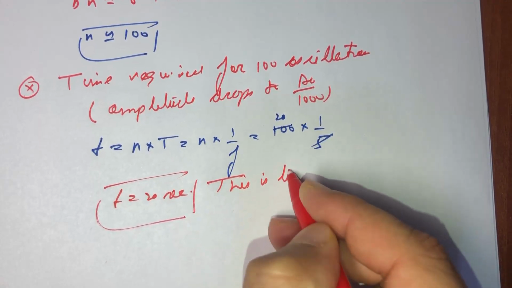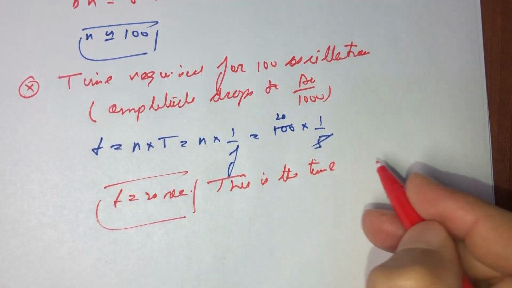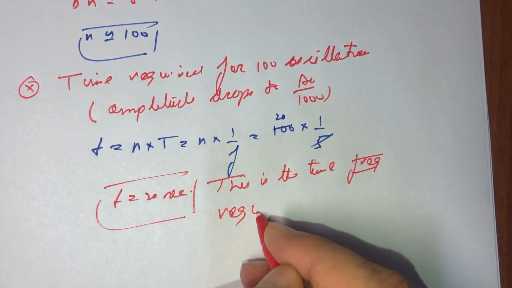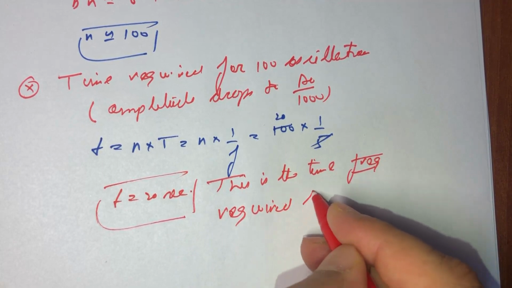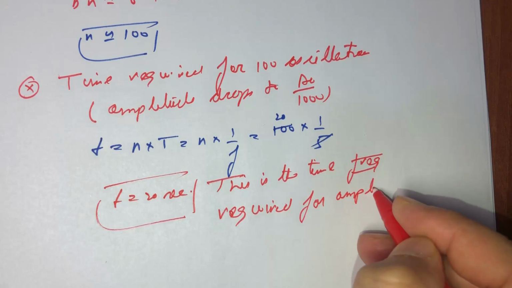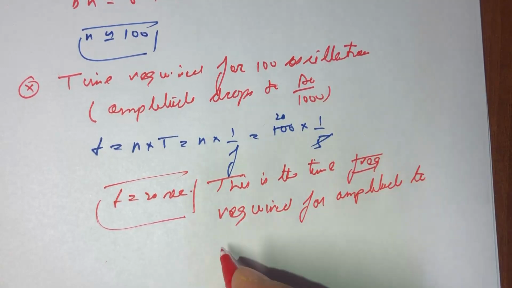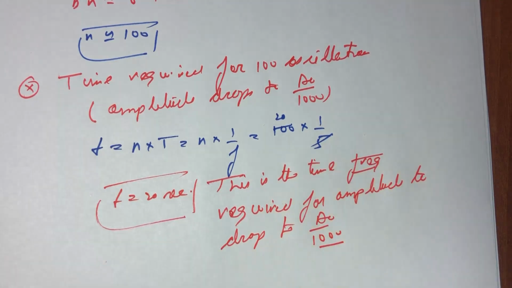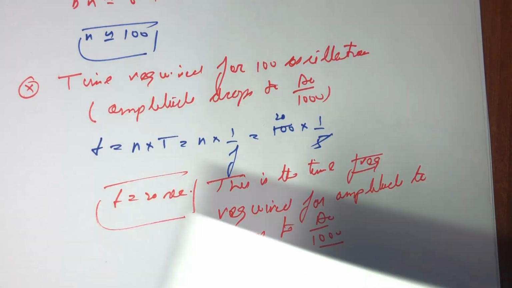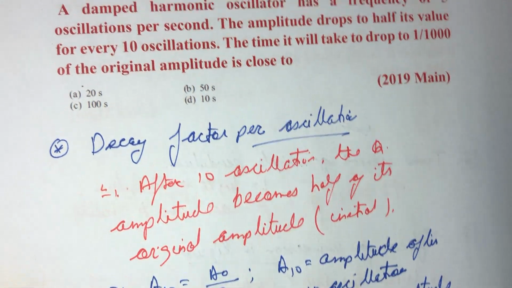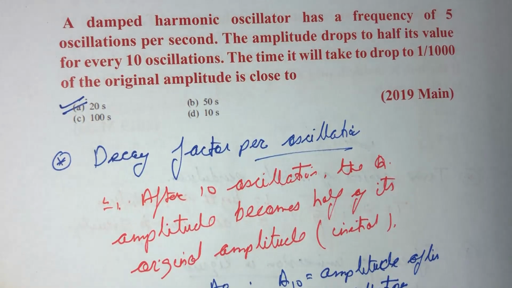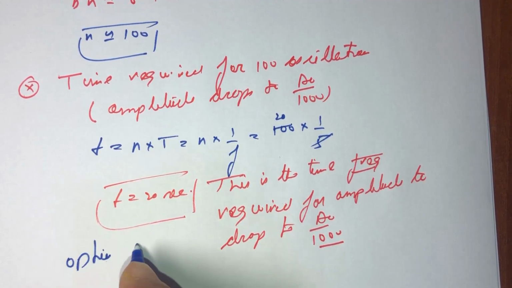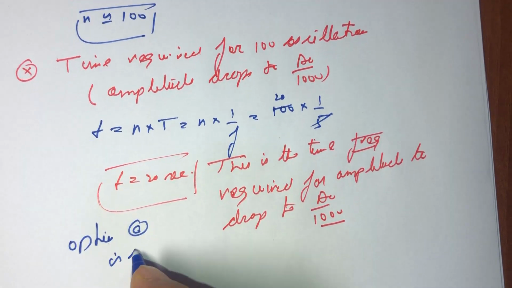So this is the time required for the amplitude to drop to A naught over 1000. So the options that are available to us, you can see that option A is the correct option.